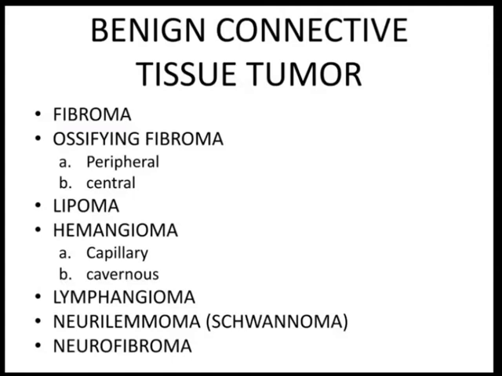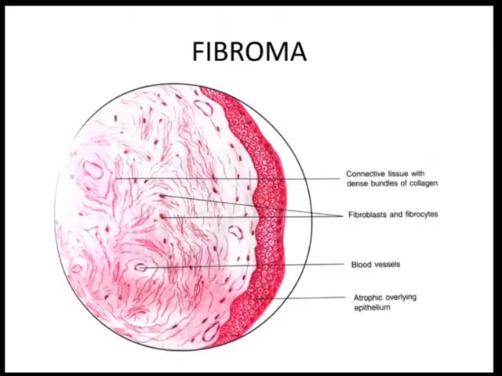Now starting with the connective tissue tumor, starting with the benign tumor. So they consist of fibroma, ossifying fibroma, which is classified once again into peripheral and central ossifying fibroma, lipoma, hemangioma, two types, capillary and cavernous hemangioma, lymphangioma, neurilemoma or schwannoma, neural origin, neurofibroma, also of neural origin.